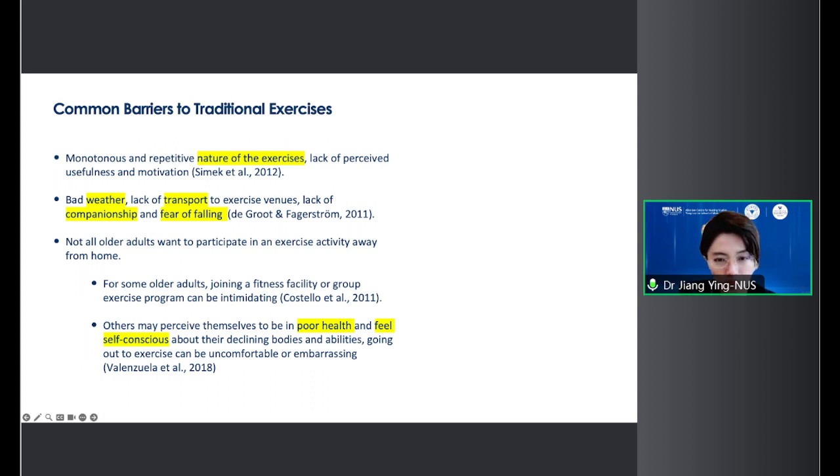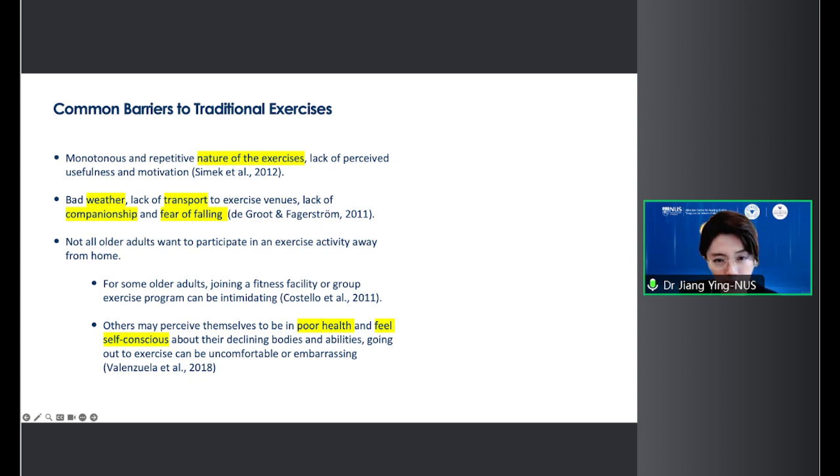So some of it, we have this knowledge about, is maybe due to the nature of the exercise, because it's monotonous and repetitive. And then they do not see that it's very useful, because some benefits are not so immediate, so it may take some time to show the effect. And sometimes it's simply bad weather, transportation, or maybe older adults, if they want to go, they want to have someone to accompany them, and because of the psychological effect of fear of falling.